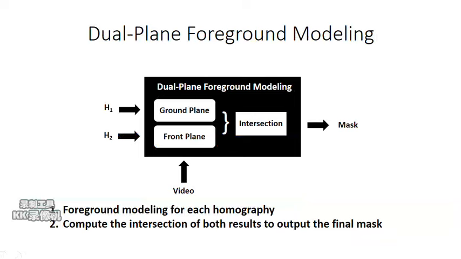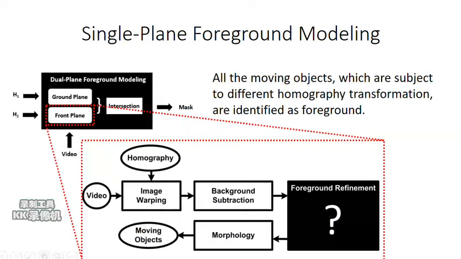The second part is dual-plane foreground modeling. This module includes two steps. First, we do the foreground modeling for each homography. Second, we compute the intersection of both results to output the final mask. To extract the foreground, the basic idea is all the moving objects which are subject to different homography transformation are identified as foreground. However, because of parallax and dynamic background, we need to add a module to refine the initial result.